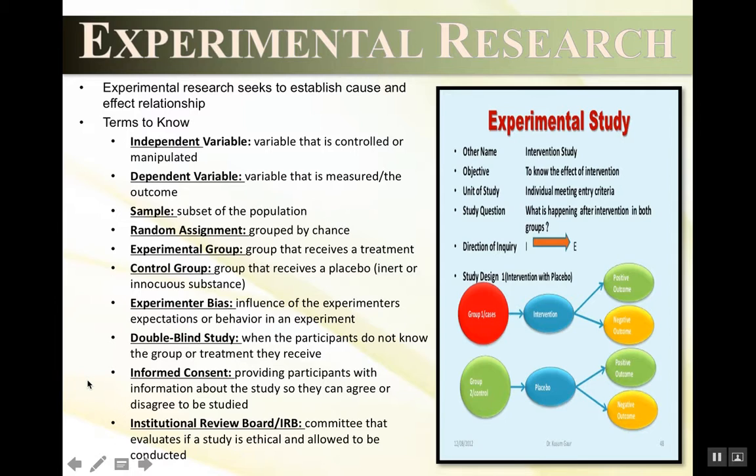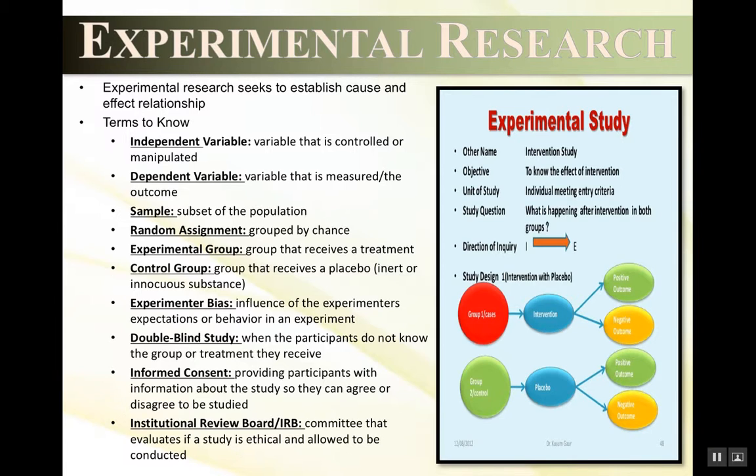So experimental research is also a design that researchers will do. And experimental research seeks to establish cause and effect relationships. Some things that you need to know about experimental research are things like an independent variable, which is a variable that is controlled or manipulated. So there's something that is changed throughout the experiment. A dependent variable would be a variable that is measured, and it doesn't change. It's stable. A sample, which is a subset of a population.